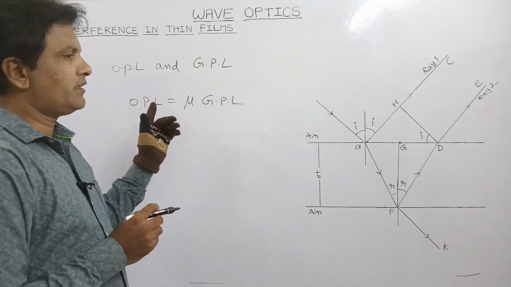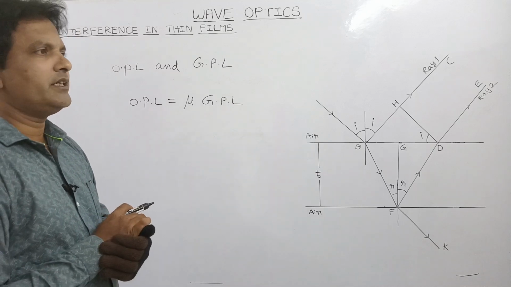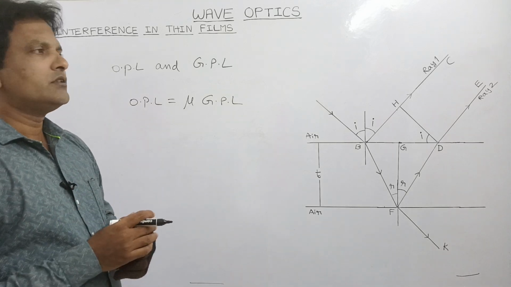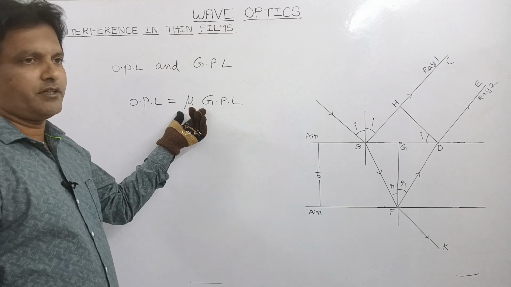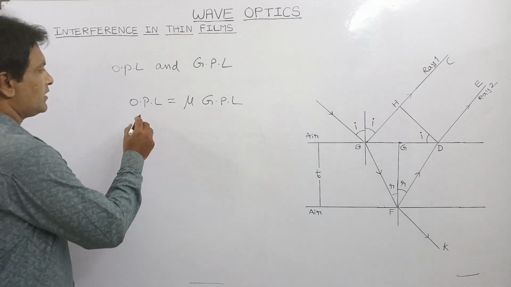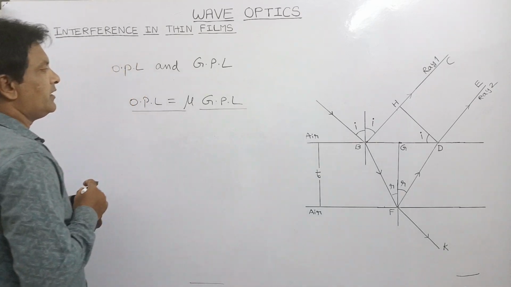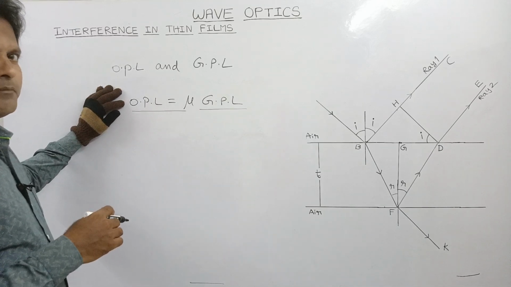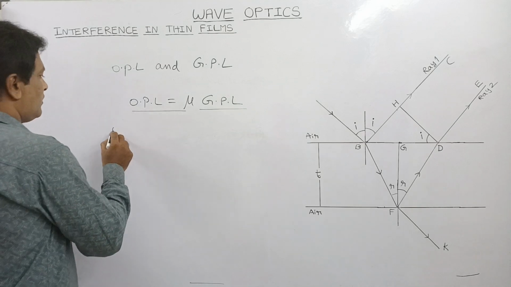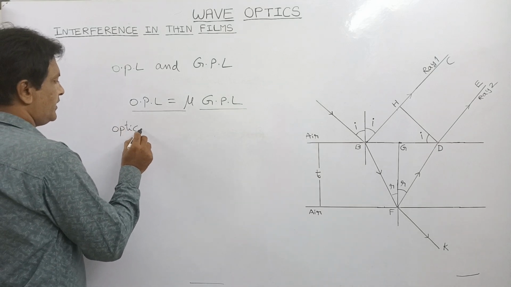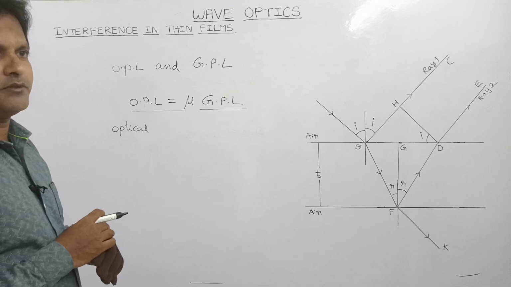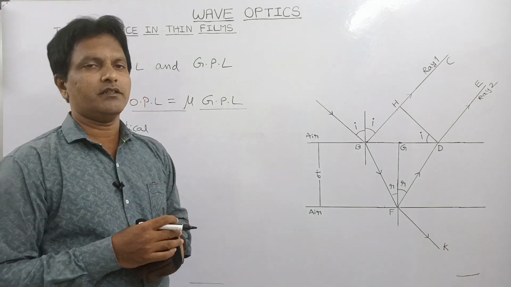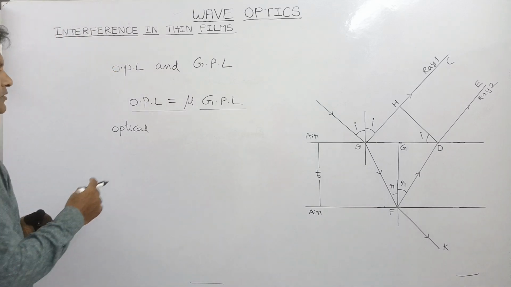When light enters from one medium to a second medium, such as air to glass or air to water, the second medium will have a refractive index of mu. With this relation we get the optical path length, and thereby the optical path difference of a light ray when it passes through the second medium and undergoes some refraction and reflection at the boundary of the two mediums.